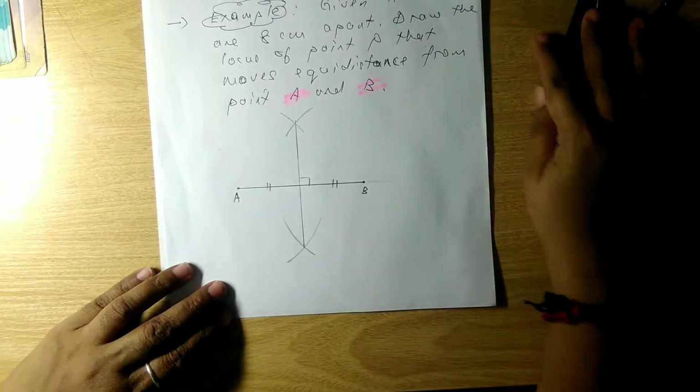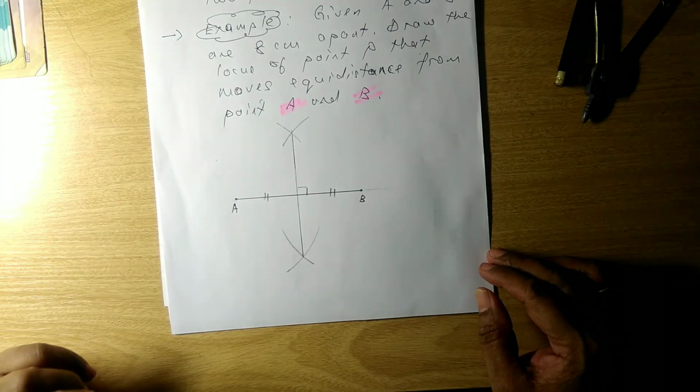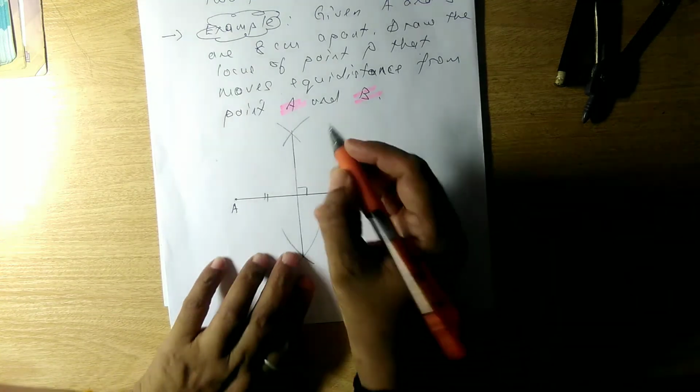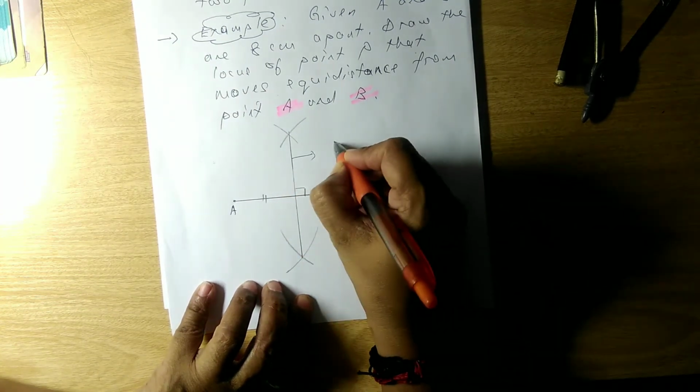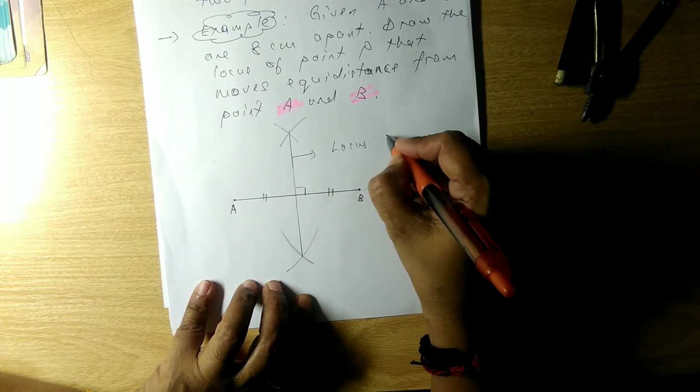All right, so these are two locus that we have seen, two types. One forms a circle, and this second one is a locus which is a perpendicular bisector to the line AB.